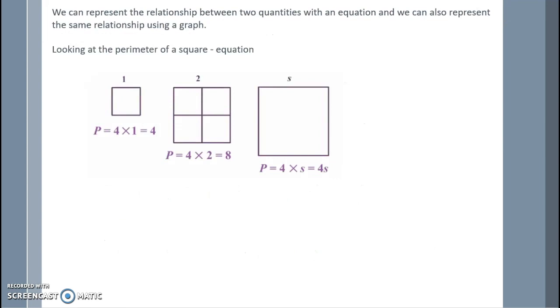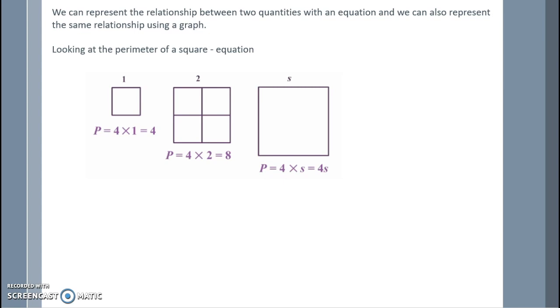We can represent the relationship between 2 quantities with an equation, and we also can represent the same relationship using a graph. Look at the perimeter of a square and take a look at its equation. Knowing that all 4 sides of a square are equal, a square with side 1 would have a perimeter of 4 times 1, or 1 plus 1 plus 1 plus 1. So 4. A square with a 2-unit side would be 4 times 2, so 8.